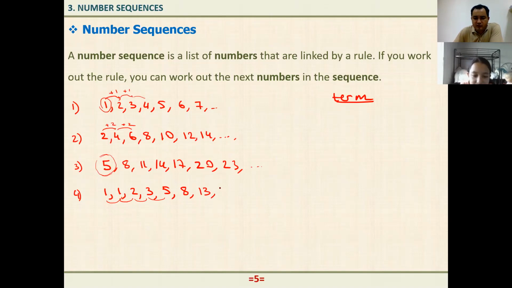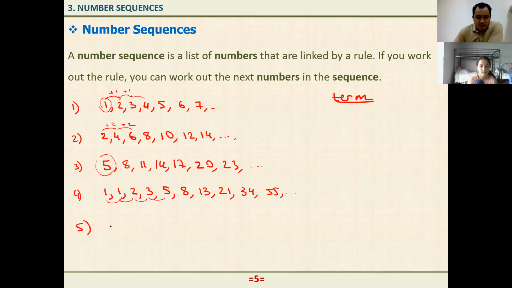And now if we add this together, this will be 21. Add together, this will be 34, right? And continue. Actually, that's a special number sequence. We'll talk about it a bit later. It's about that rabbit thing, okay? So the last example, let me just see the last example.